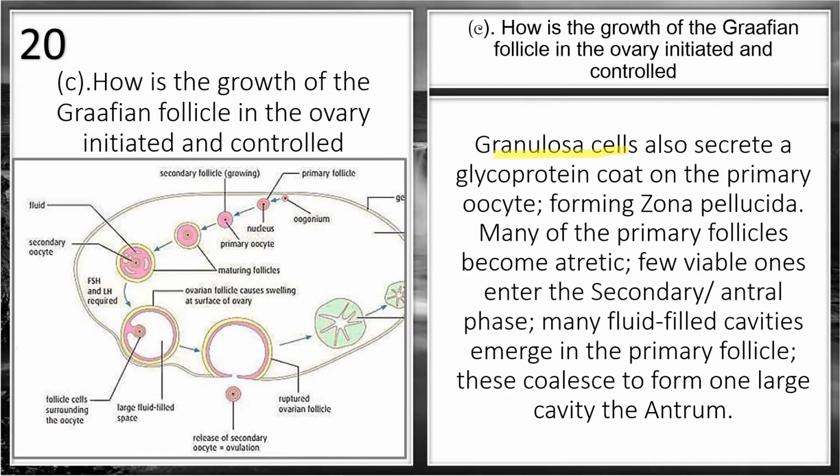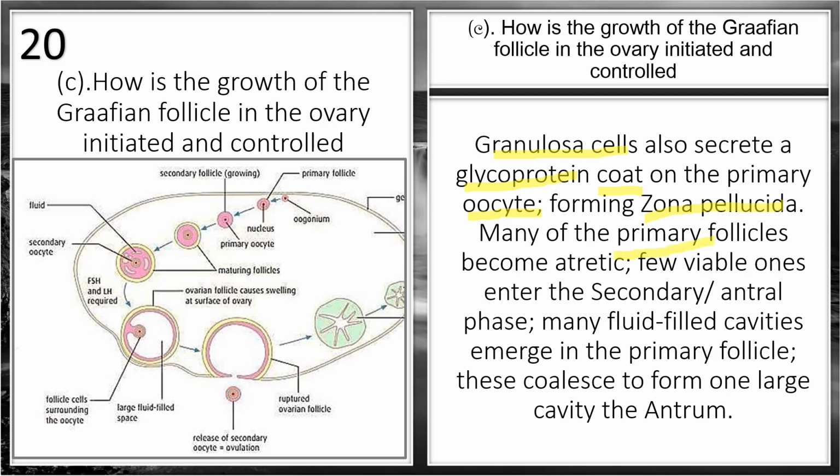Granulosa cells also secrete a glycoprotein coat on the primary oocyte, forming the zona pellucida. So these cells that are surrounding the primary oocytes, which we are calling the granulosa cells, are going to secrete a glycoprotein coating on the primary oocyte, forming a layer called zona pellucida.